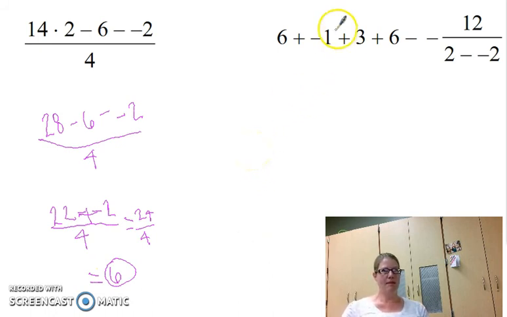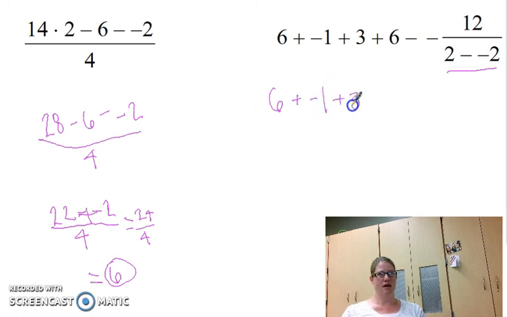Okay, for our last example, this looks really long. Again, I'm going to look for grouping symbols first, such as parentheses or division or square roots. Here I do have a division with something to evaluate underneath it. So that's the first thing I'm going to do right here, is this 2 minus negative 2. So everything else is going to stay the same at first. Okay, so all that stays the same, and then I have minus negative 12 over, and then again, a minus a negative becomes plus, so 2 plus 2 on the bottom is 4.